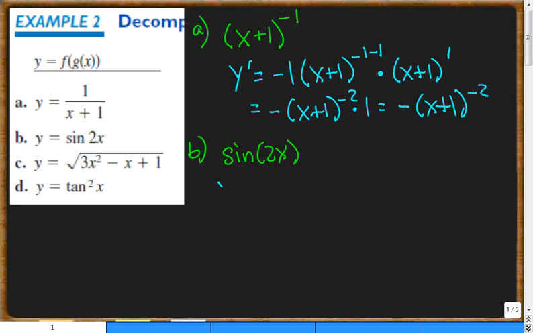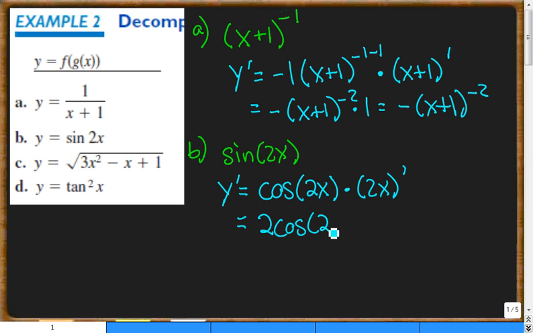So if we did y prime, we start off we do the outer function, right? The outer function, if we do sine, tells us that its derivative is cosine. The 2x remains inside. We then multiply by the derivative of 2x, because we have to do that. This is going to end up being 2 times the cosine of 2x.